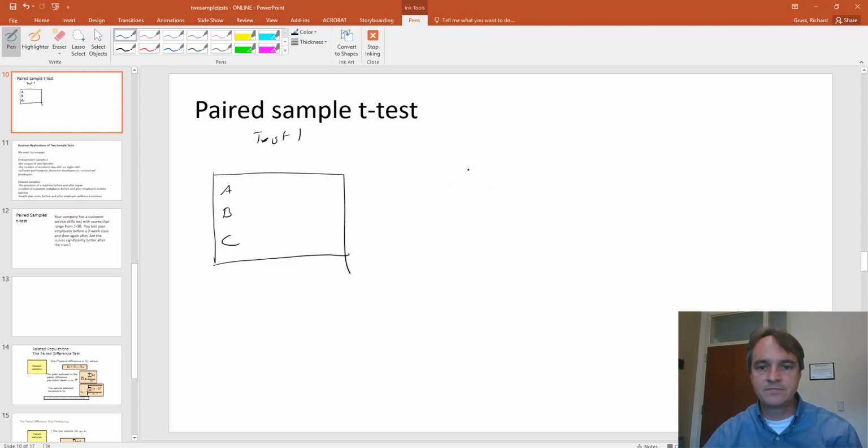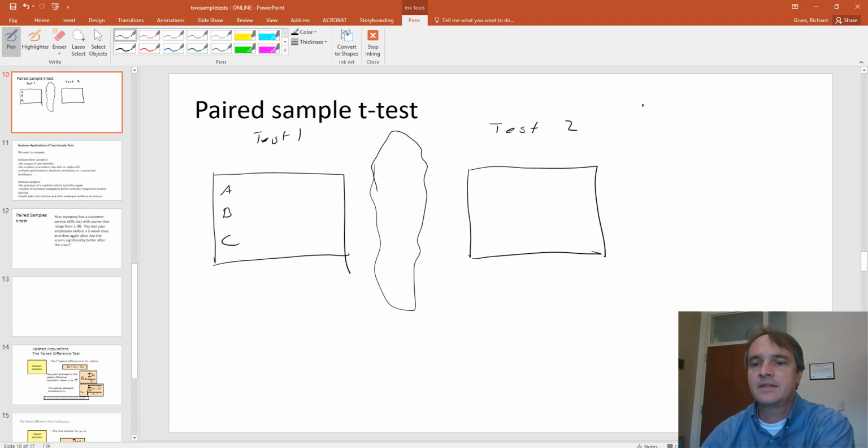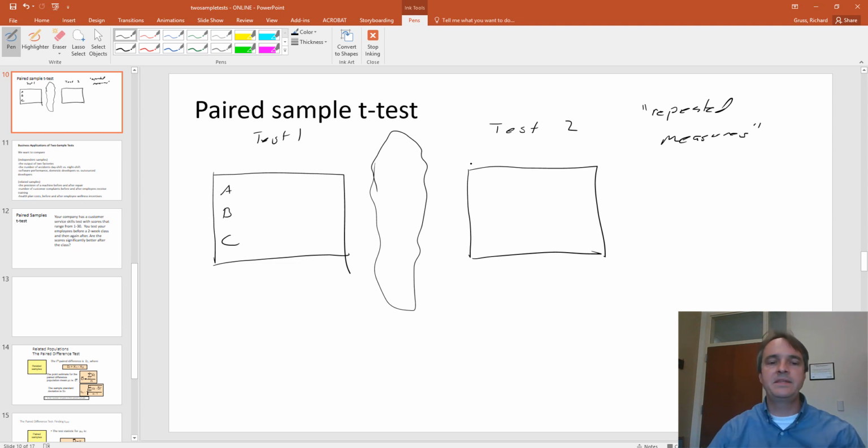And then we have some kind of intervening thing that happens in here, maybe a training program or time passes or some kind of incentive program or whatever. So we're going to have another test. So then we're going to have a second test. And so this kind of design is sometimes called repeated measures. So after this intervening thing here, we're also going to have employees A, B, and C.